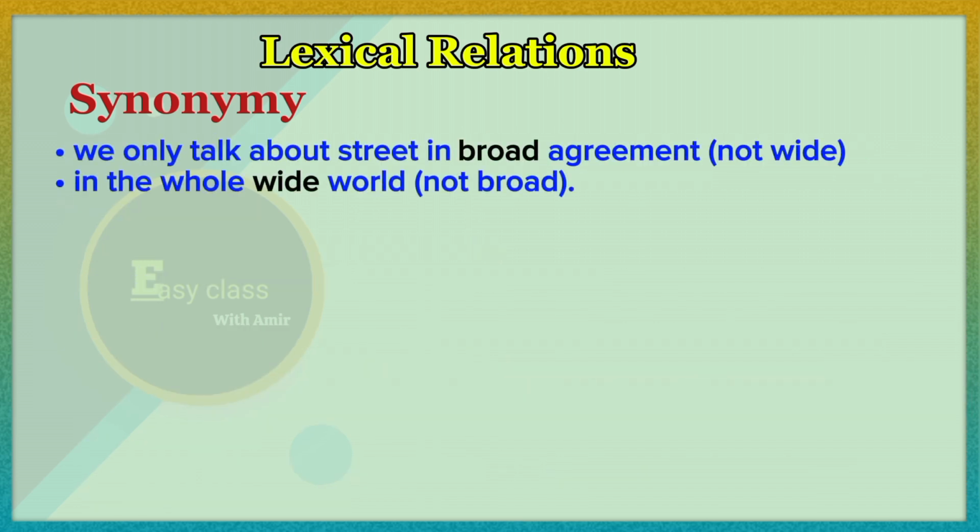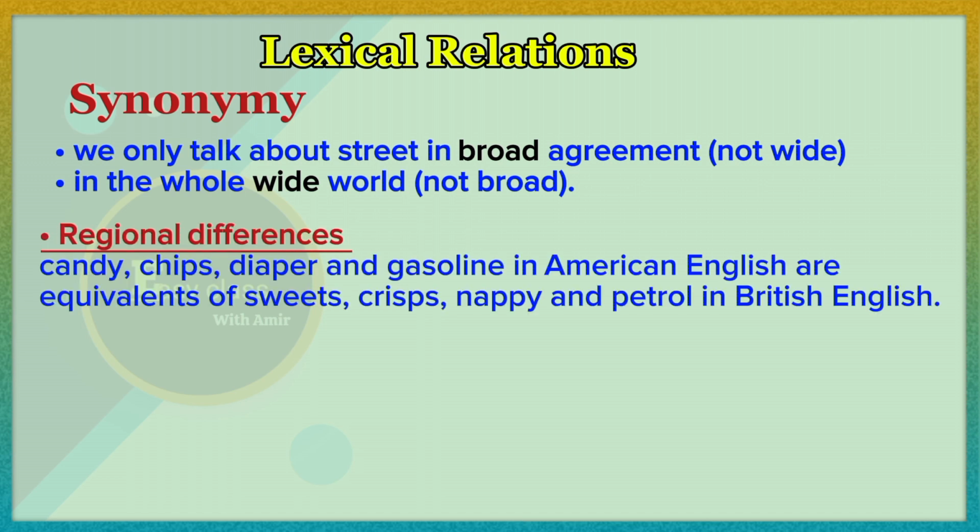The paragraph highlights the nuances of synonymy and encourages a more nuanced understanding of sameness of meaning. Although broad and wide can both be used to describe a street in a similar way, we only talk about being in broad agreement, not wide, and in the whole wide world, not broad. There are also regional differences in the use of synonymous pairs, with candy, chips, diaper, and gasoline in American English being equivalents of sweets, crisps, nappy, and petrol in British English.